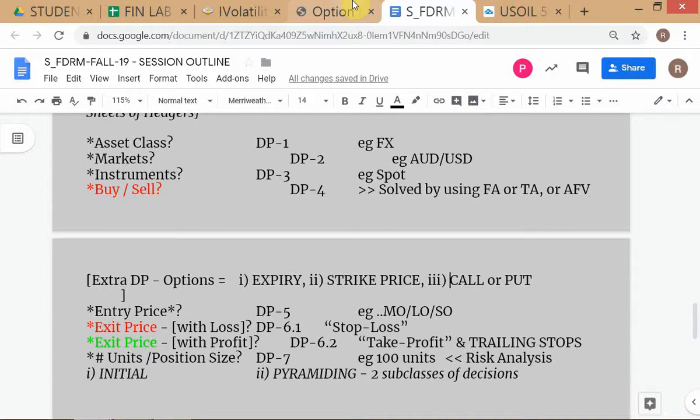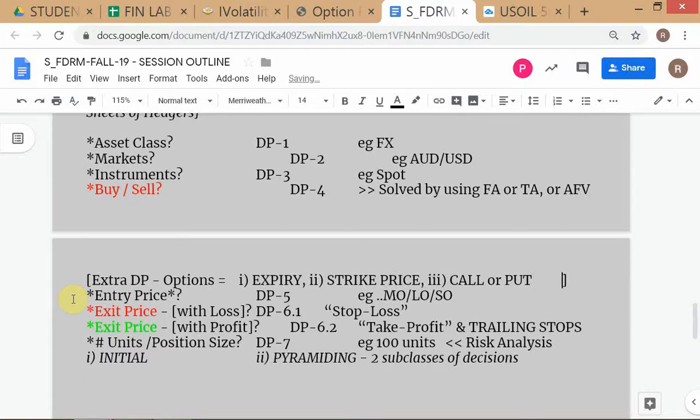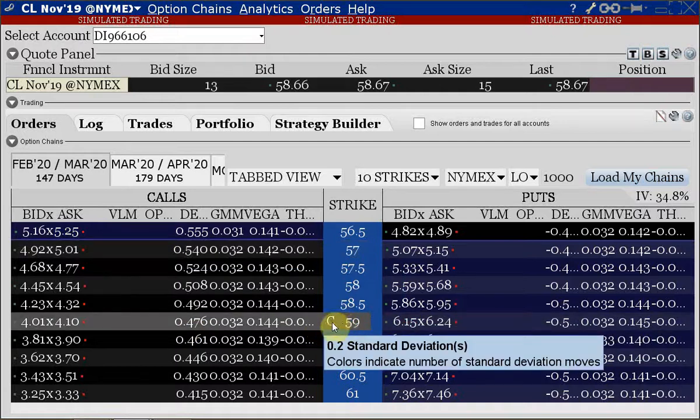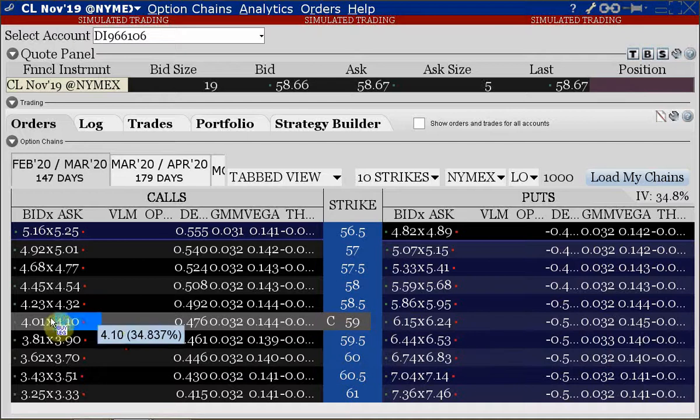Actually, what you mentioned is correct that the price will... We are still not talking about the price here, because the price is again going to take us to our old decision problem of entry price. Should I enter? I'm looking at a bunch of option prices here. Suppose I decide to buy the 59 calls. They are trading at 4.01, 4.10. Now this is the market price for me if I want to buy.